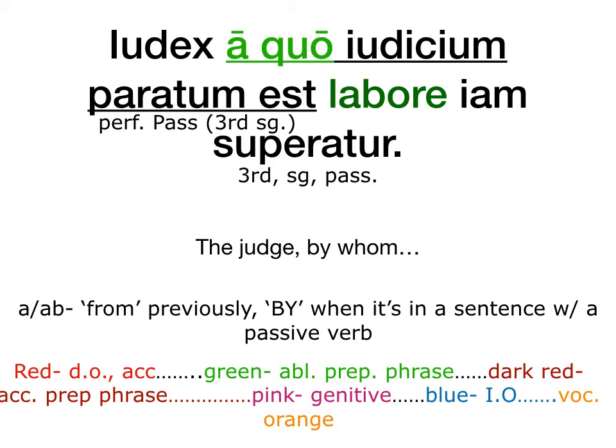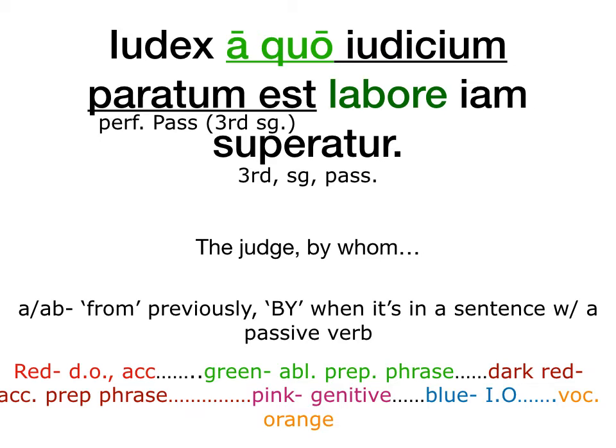Since a subject is being acted upon by a passive verb, the ablative plus a/ab is usually the ablative of agent, that is telling us who is doing something. So that's a long-winded way of just saying when you see a next to something like quo, you can almost immediately fill it in as by whom. By whom. Iudicium, we're not sure what that could have been, a subject or direct object.